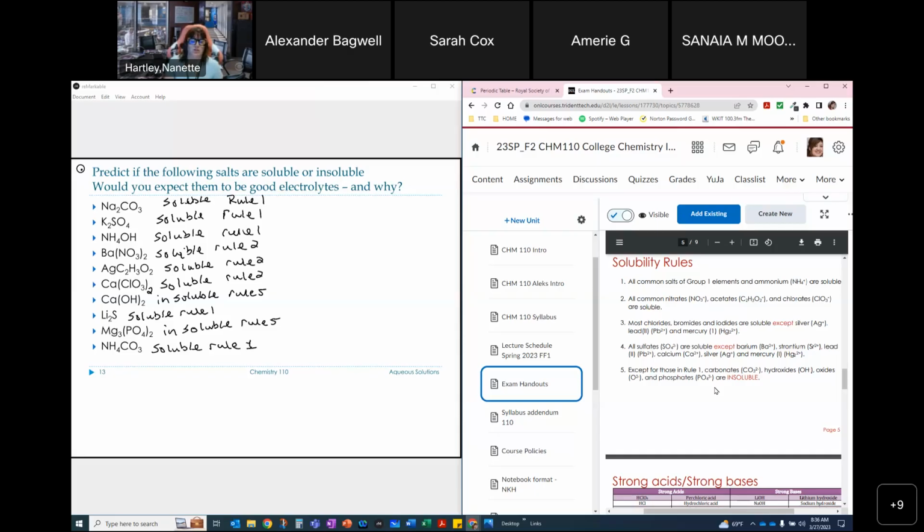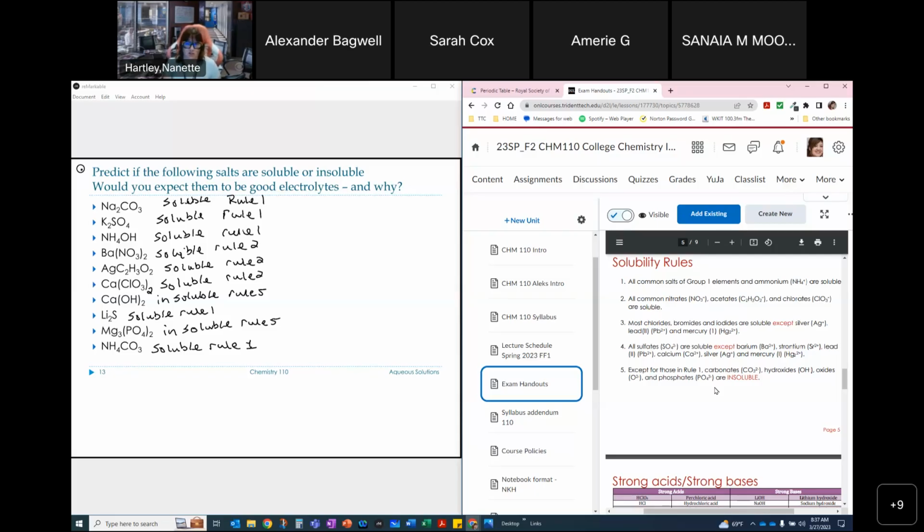So now I know if they're soluble or insoluble. How would I know if they're good electrolytes and why? Well, I will say that if they're soluble, I would expect them to be good electrolytes. Because if they're soluble, that means that everything is going into solution. That means that they're probably breaking up, and they almost always are. That should give me a good electrolyte. All of these are ionic compounds, so they have to ionize when they go into solution. So I would expect them to be good electrolytes if they're soluble.